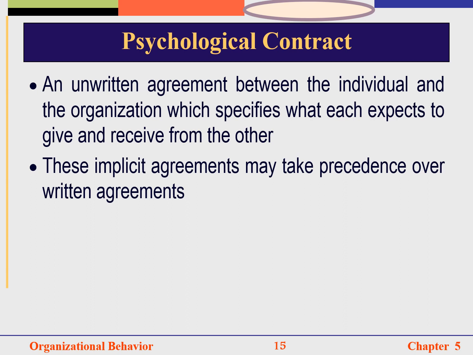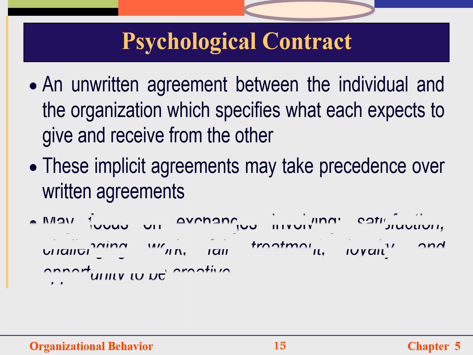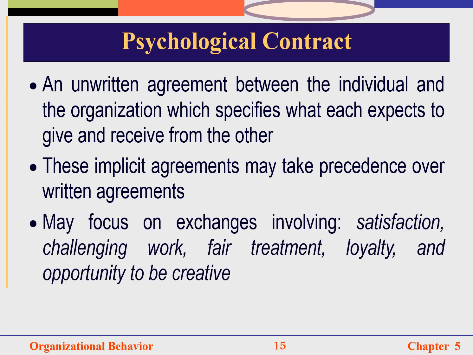Once people join the organization for the first time, they have a legal agreement they sign. It is written, a legal agreement. So the psychological contract is not written, it is unwritten, and it is implicit. There is a mutual understanding between the organization and the employee, between the boss and the subordinates. It may focus on exchanges involving satisfaction, challenging work, fair treatment, loyalty, and opportunity to be creative. These are the things people usually expect to receive from their organizations.